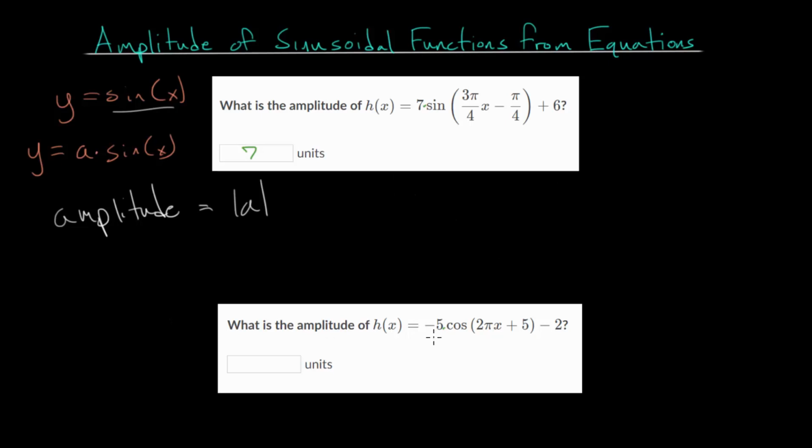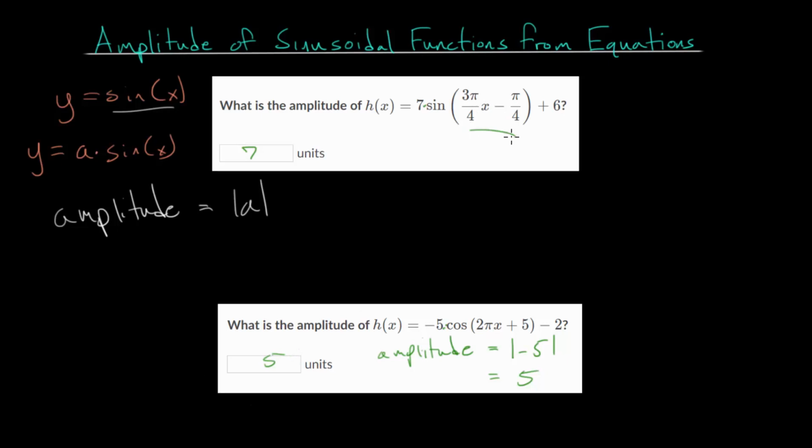But when we look at this cosine function here, it's multiplied by negative 5 on the outside. So in this case, we are stretching the function by a factor of 5, but it's also reflected about its midline. But again, with the amplitude, we're concerned with the absolute value. So in this case, the amplitude is the absolute value of negative 5, which would just be positive 5. So the amplitude here is 5.